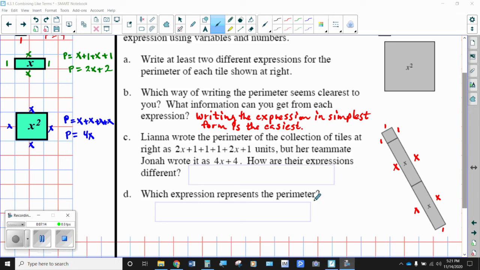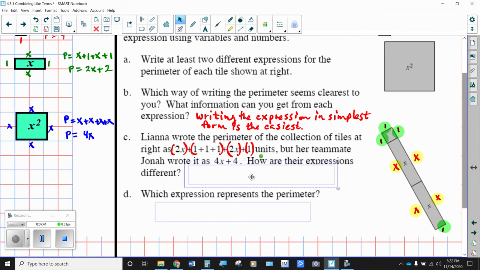All right, so what do we have here? 2 x's, 3 1's, right? Those are the 3 1's, these 3 here. Here are 2 x's right there. And here's another 2 x's right there. And then here's another one right there. So she's got the perimeter right. But then so does Jonah, right? Because he's got 1, 2, 3, 4 x's and 1, 2, 3, 4 1's.